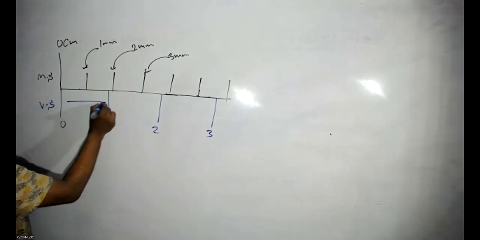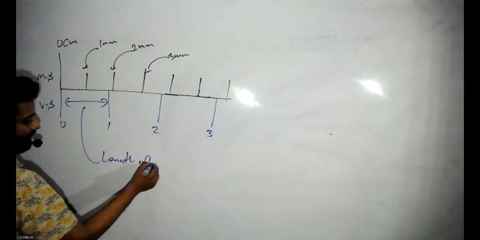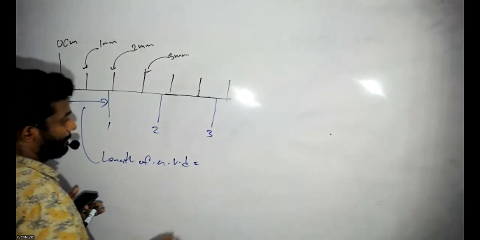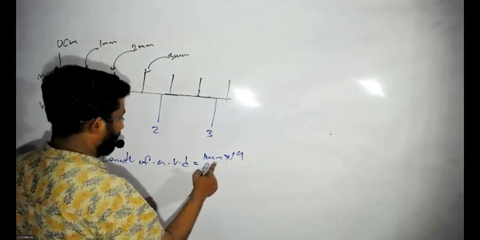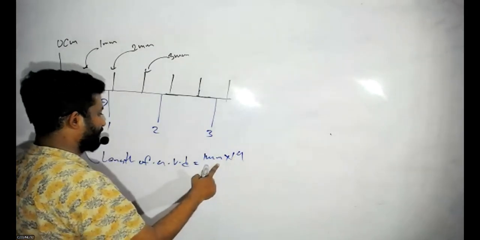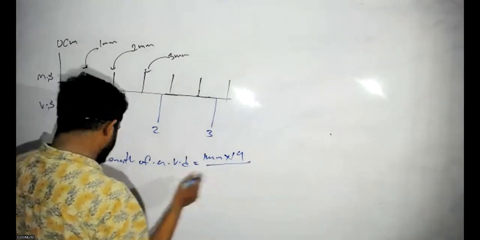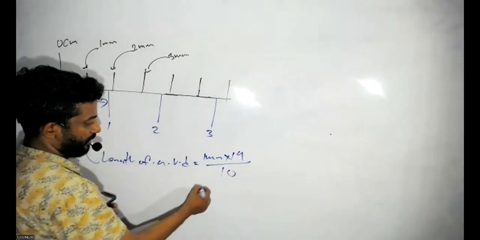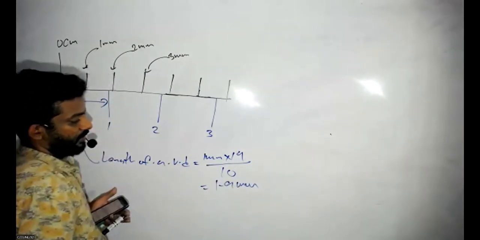Now you need to find the length of a vernier division. What is the length? 1 millimeter division into 19. Length of main scale division is 1 millimeter. There are 19 millimeter divisions coinciding with the 10 vernier divisions, right? Then divide by 10. That is, the answer is 1.9 millimeter, right?